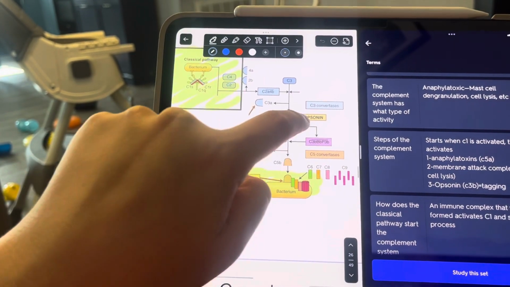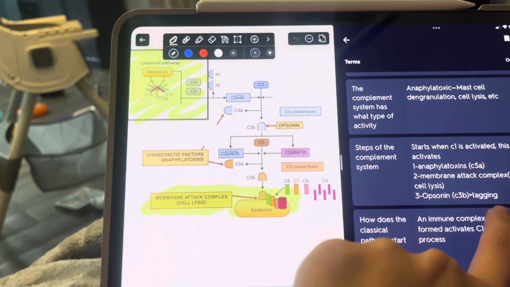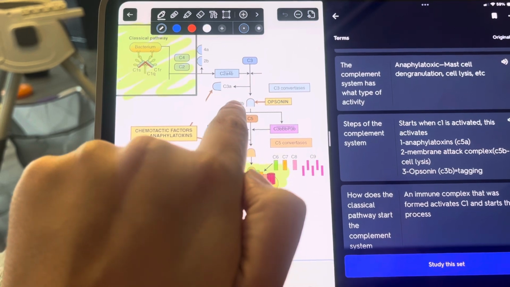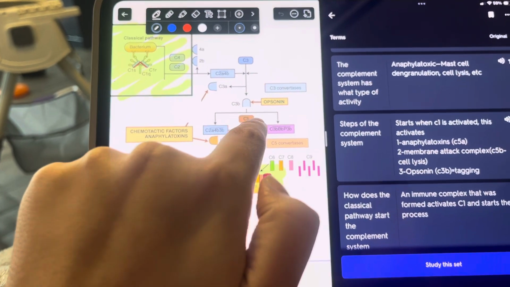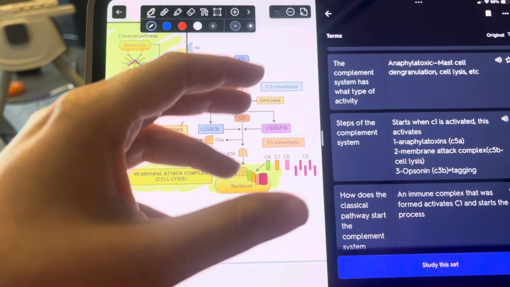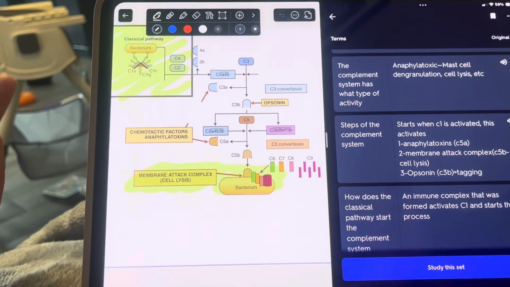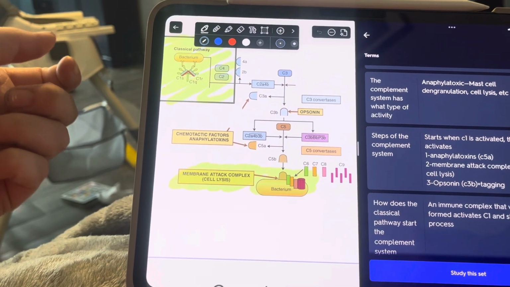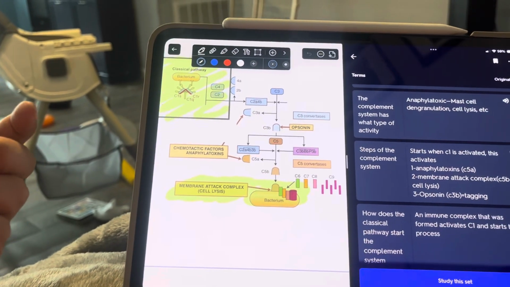Opsonin is going to be tagging. So it literally looks like a tag. C3b is activated in the complement pathway. It's now called opsonin, and now we can tag the bacteria that we want to be killed.